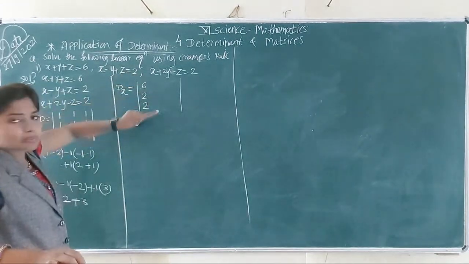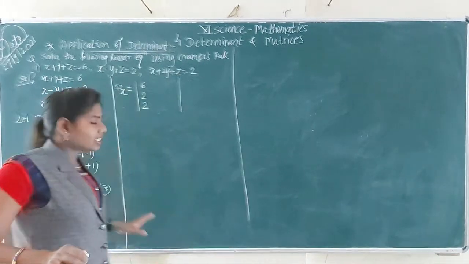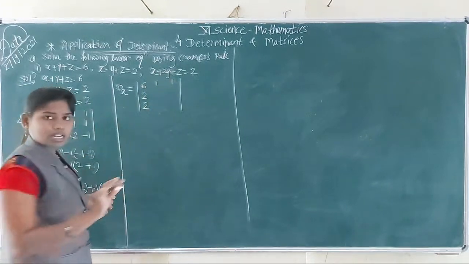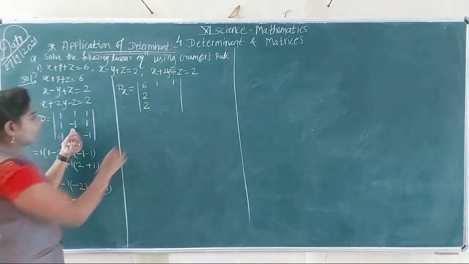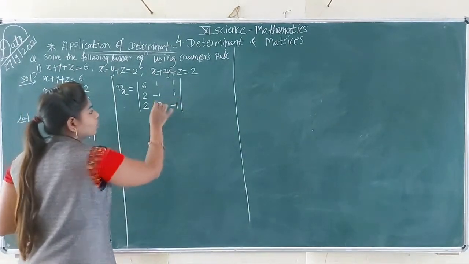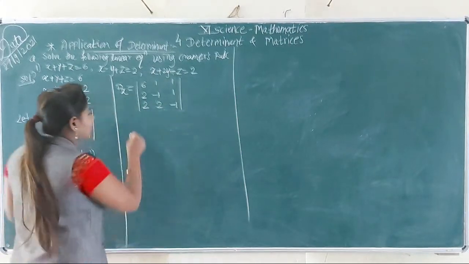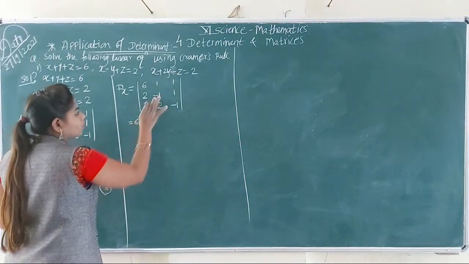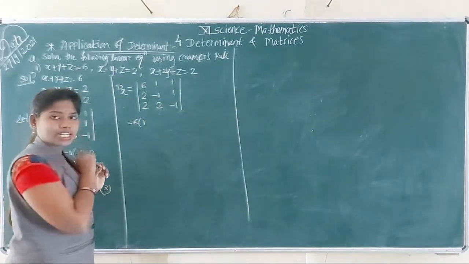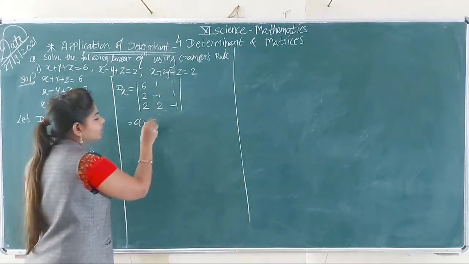replace first coefficient by constant term, and second and third column write as it is, that is 1 1, second and third column as it is write down करा, त्यामध्ये काही चेंजेस करू नका, minus 1 1 and then 2 minus 1, then solve this determinant. आता हा determinant solve करना, that is 6 into minus 1 into minus 1, minus minus becomes plus, and 1 into 1 is 1 minus 2 into 1 is 2.